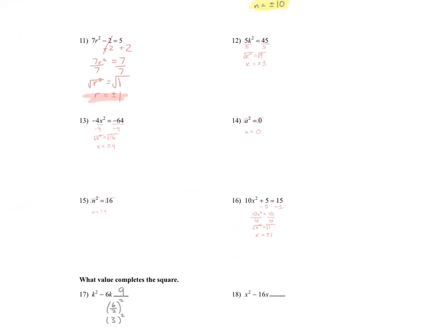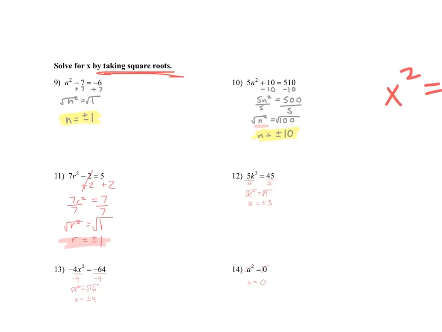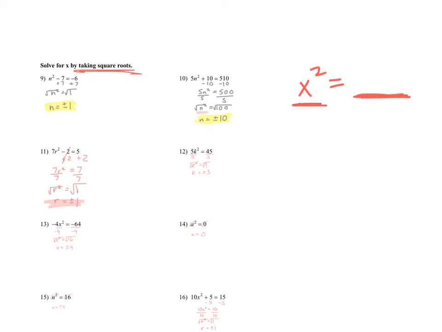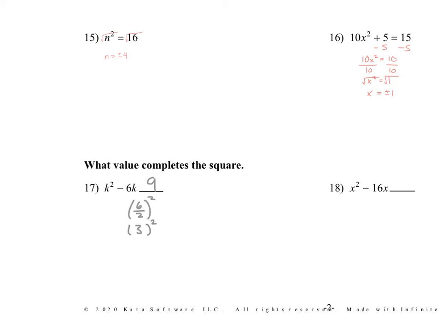Any questions on this section? Remember, our goal here is to find x squared is equal to whatever number, and that way we can just take the square root. So it says solve for x by taking square roots. So in order to take the square root, we have to get the x squared all by itself first. So x squared is equal to whatever number, then we just take the square root, and our answer is going to be plus or minus the square root.